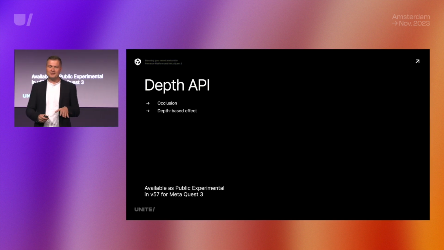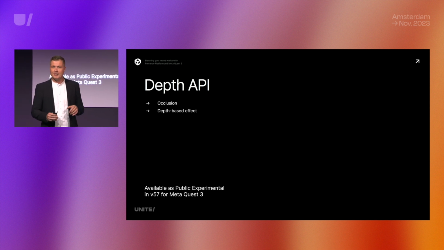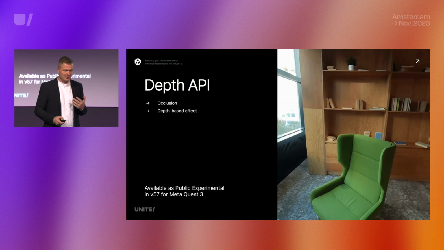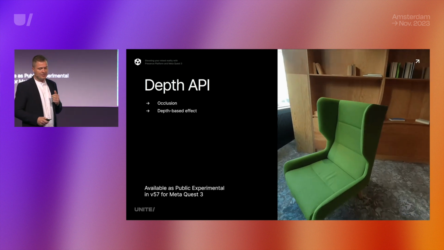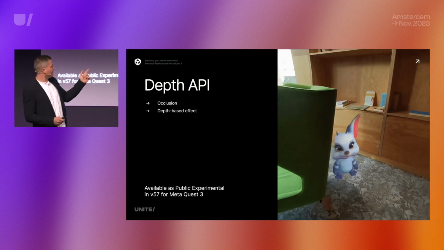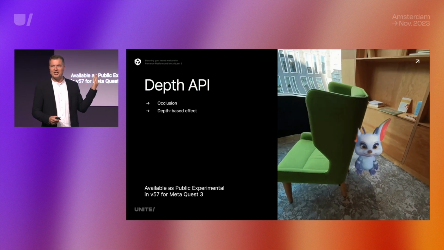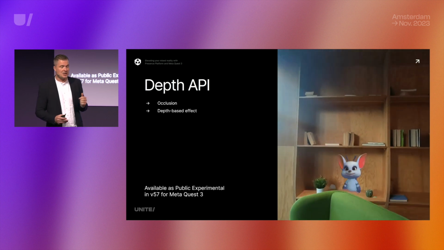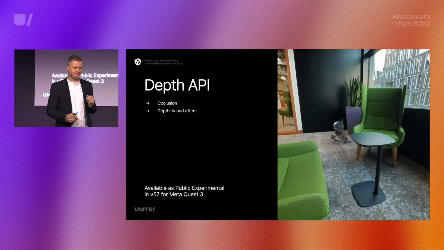Recently, we announced the Depth API. The Depth API provides you with real-time, per eye, per frame, depth estimates of the environment. For example, with the Depth API, we can render our virtual friend Oppie here, behind that real chair. This is called dynamic occlusions, and you can do this now.